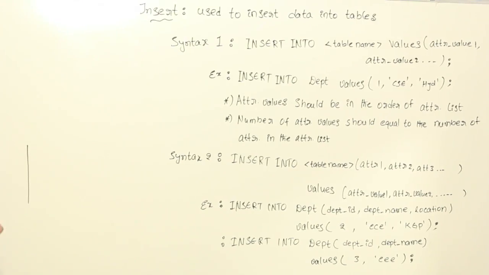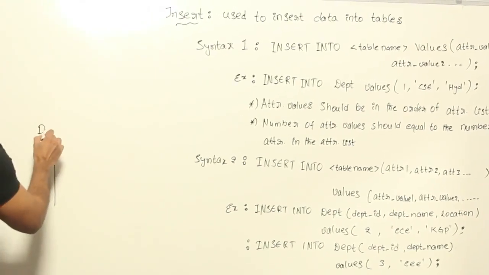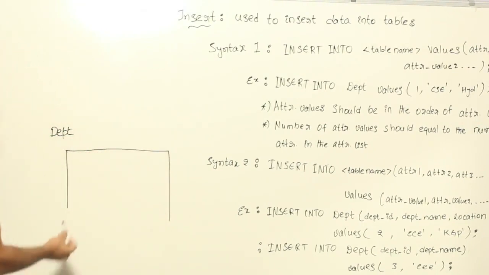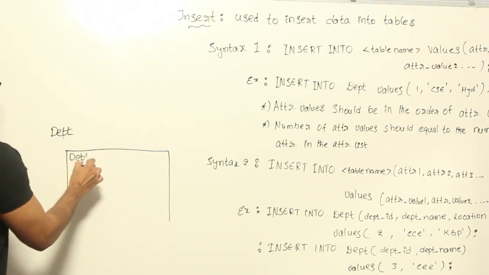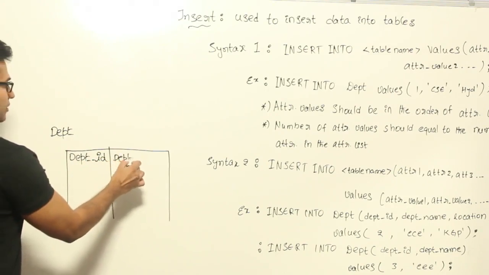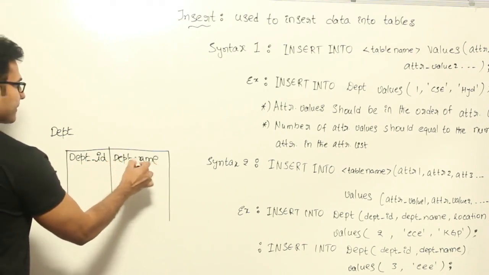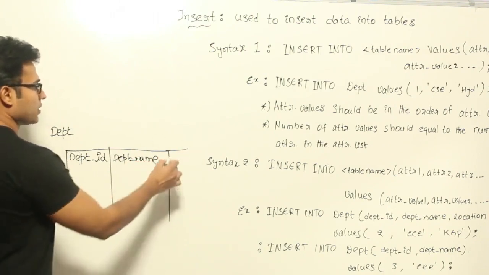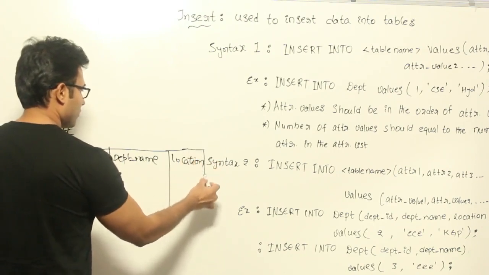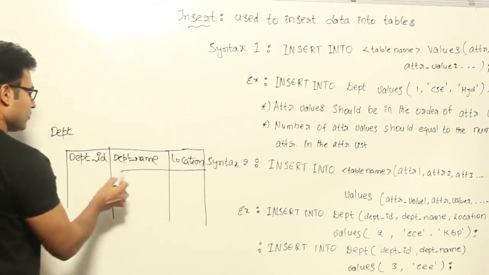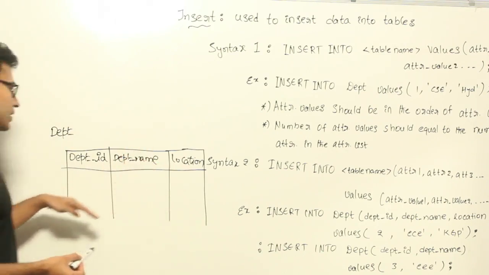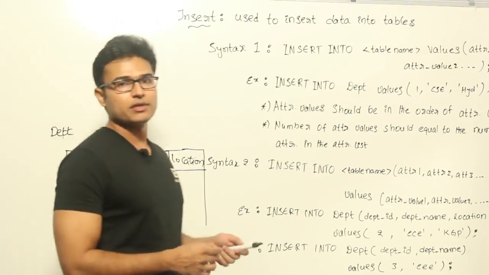Let us say there is a table by name department, DEPT, and the attributes in the table are like this. One is department ID, the other is department name, and one more is location. If you consider that these are the attributes present in the table, now if you have to enter a new tuple or a new row into this table, there are various ways.